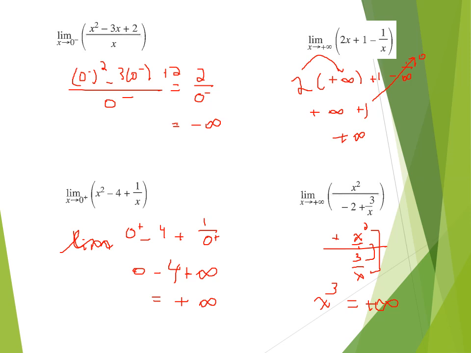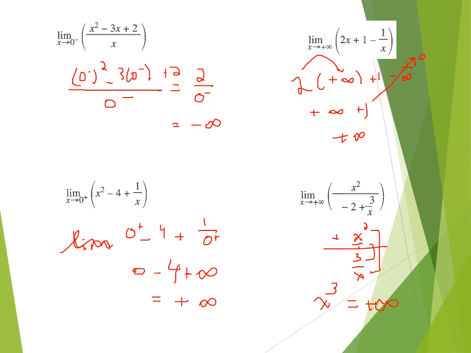Okay? Now let us do this one. We have the limit when x tends to 0 plus. So I'm going to replace directly. This is 0 plus minus 4 plus 1 over 0 plus. Number over 0 is infinity, but what type of infinity? It's plus infinity. So 0 minus 4 plus infinity is plus infinity.